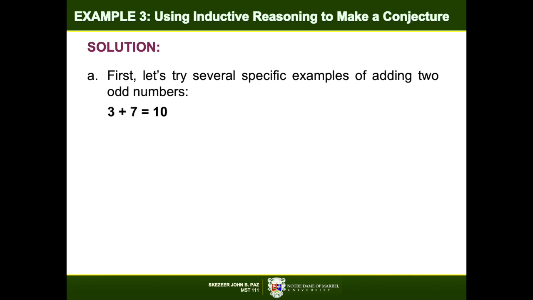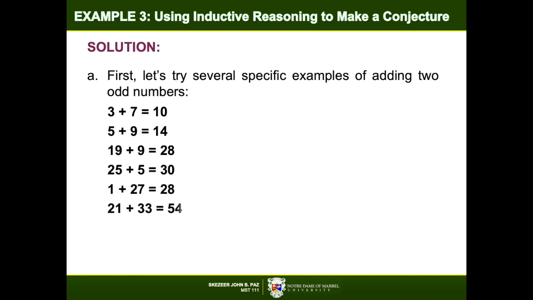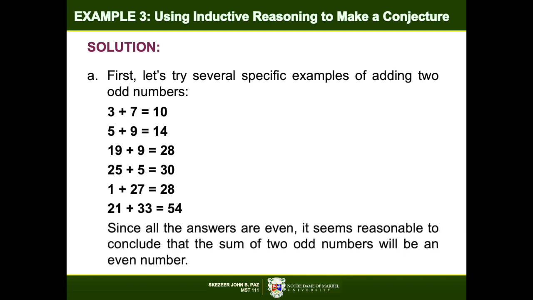We have 3 plus 7 is equal to 10, and we've shown that that is even. 5 plus 9 is equal to 14. 5 and 9 are both odd and the sum is 14. And we can actually continue to other examples. In this specific case, since all the answers are even, it seems reasonable to conclude that the sum of two odd numbers will be an even number. And that conclusion that you've made is what we call a conjecture.